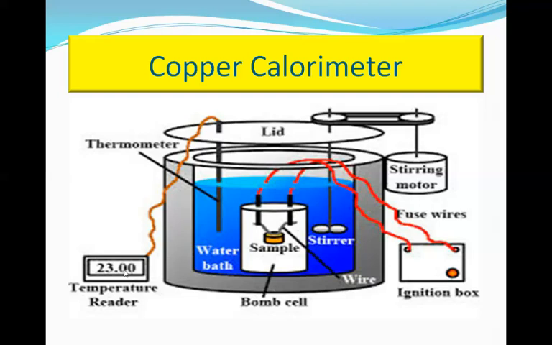And digitally, the temperature is recorded with the help of this Beckman thermometer, and the magnesium wire is actually used for igniting through this ignition box containing an ignition switch. So rise and decrease in the temperature can be measured easily.